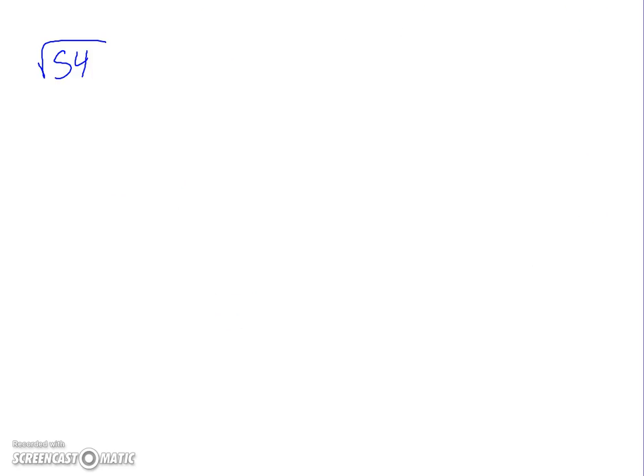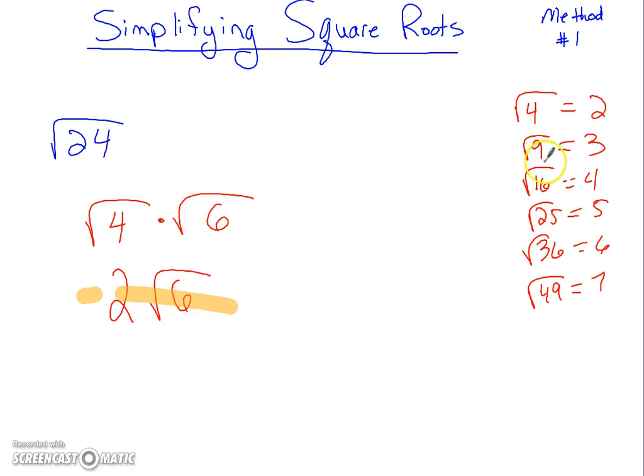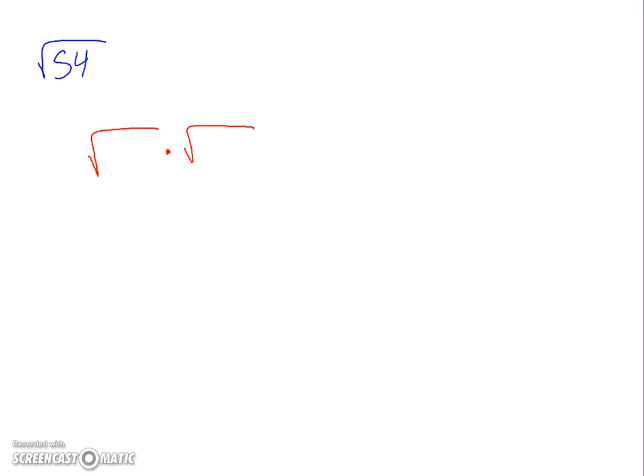Let's try another one. The square root of 54. Again, you're trying to think of two square roots that multiply together that give you 54. And one of them needs to come off of that perfect square root list. Again, off of this square root list right here. Well, I think of the square root of 9 times the square root of 6. That will equal the square root of 54. And notice the square root of 9 is off of that perfect list. So the square root of 9 is 3, and so 3 square root of 6 is the simplified square root.